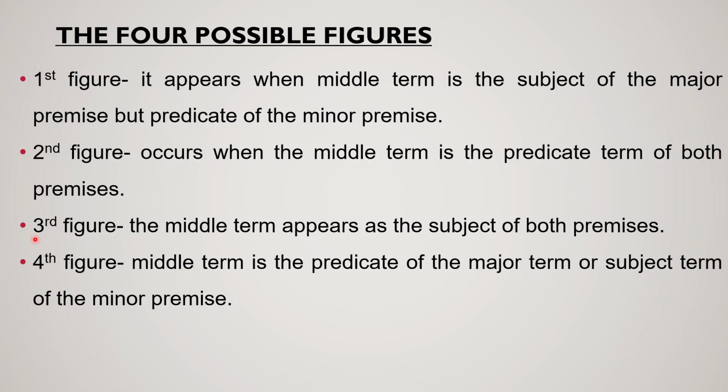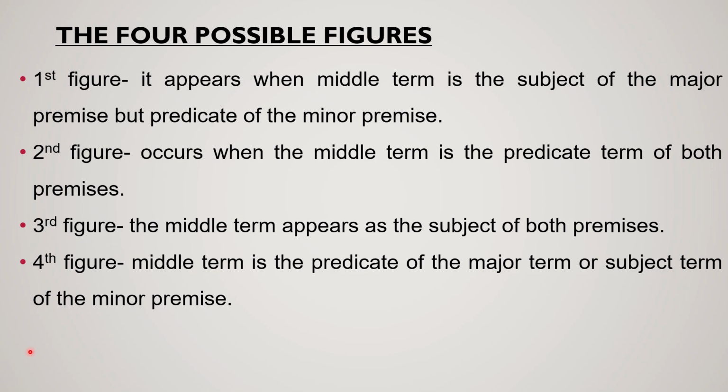Let us look at the third figure. The third figure is when the middle term appears as the subject of both premises. This is the opposite of the second figure. So whenever you see the term that is appearing in both premises but not in the conclusion as the subject in both premises, we just write this is the third figure because the middle term appears as the subject of both premises.